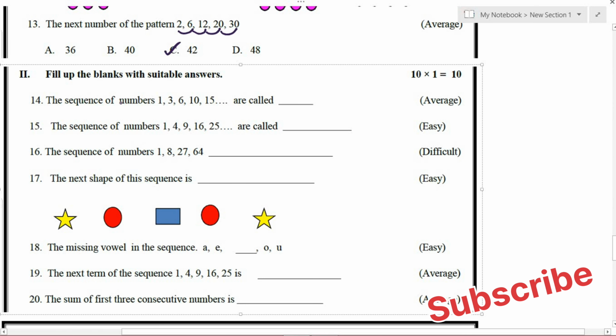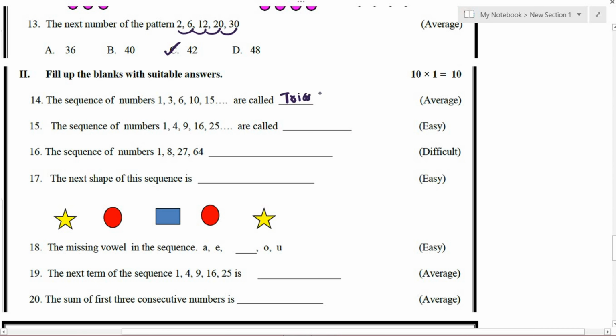Here we go with the next one. The sequence of the numbers 1, 3, 6, 10, 15. Just now I said these are called triangular numbers. We call them triangular numbers because with this number of balls we can form triangles.